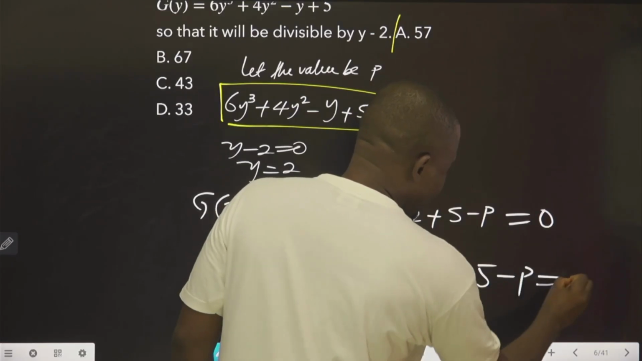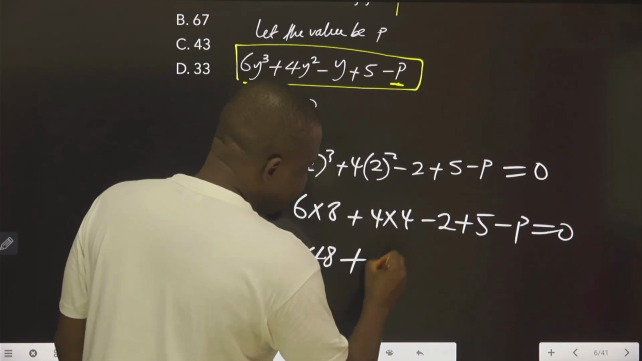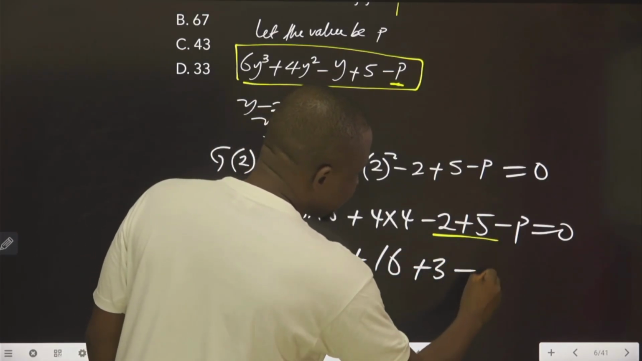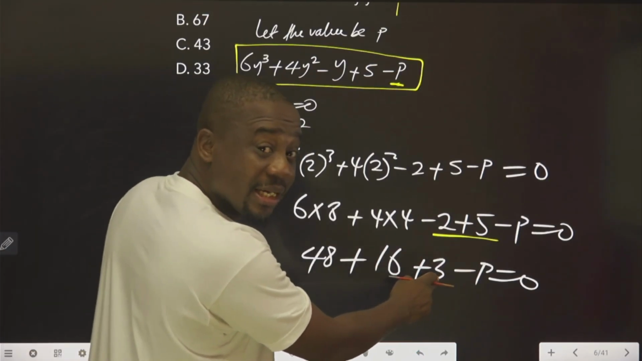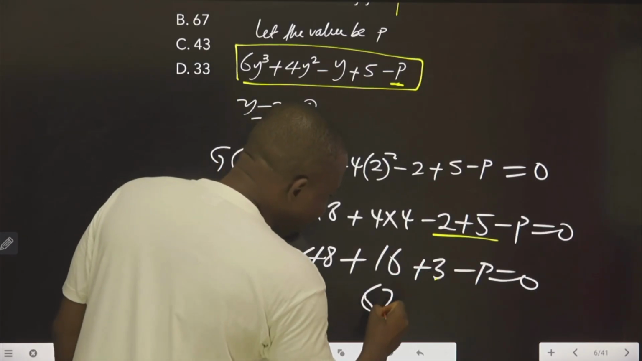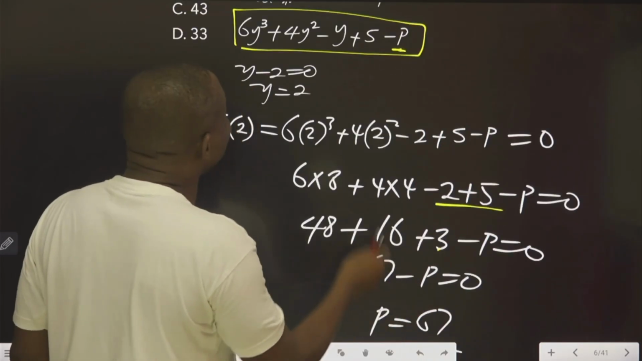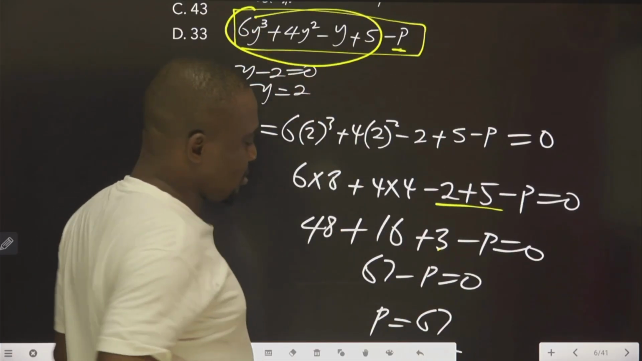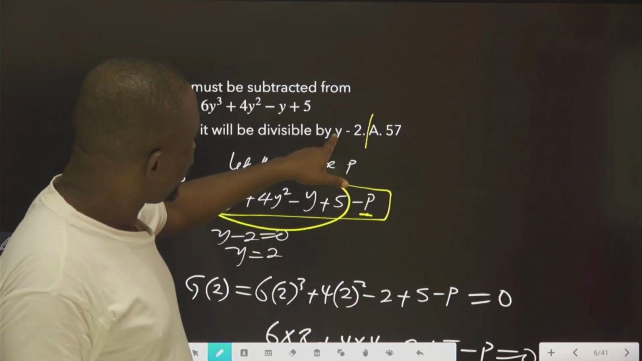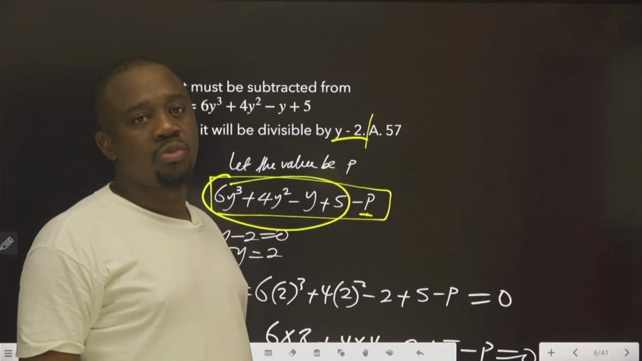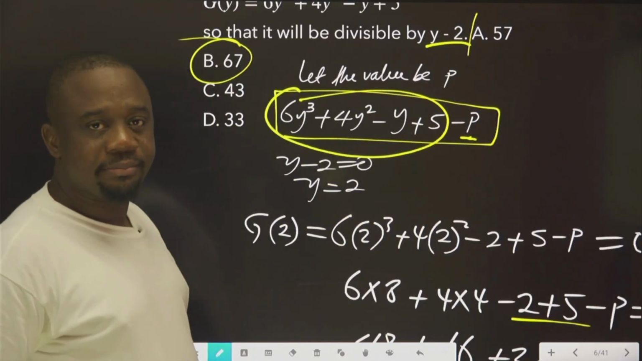5 equals to 0. Now, you agree with me that this is 48, this is 16, this 2 will give us plus 3. So what will this one give to us? This will give us 64. Plus 3 will give us 67. That is 67 minus P equals to 0. P therefore is equals to 67. So this 67 is what we remove from here to make this one divisible by y minus 2 without remainder. So you can see the answer is what? B. Okay?